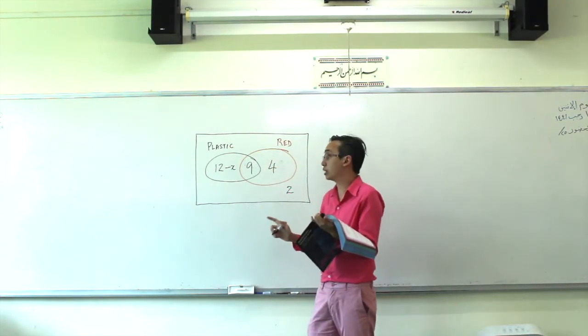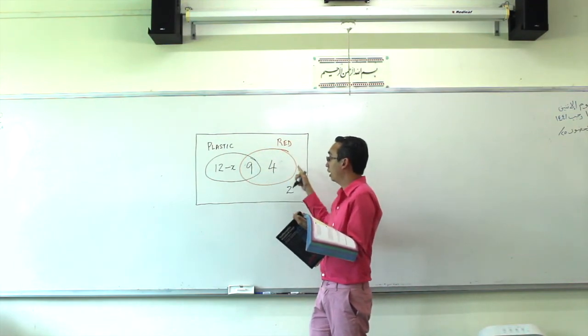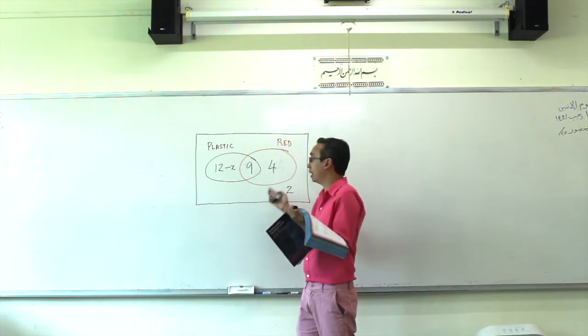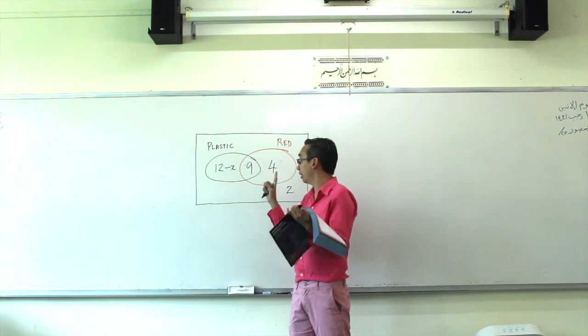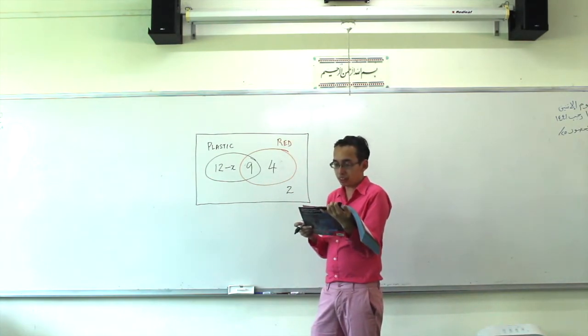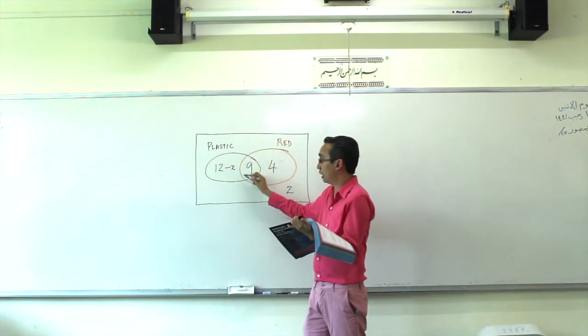Okay, so we know that a red toy is only 13 of them. It may be plastic or it may be non-plastic, but in total there are 13 red toys. So if they want to know whether it is plastic, you just focus on this part, which is 9.